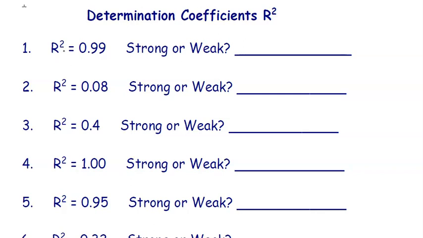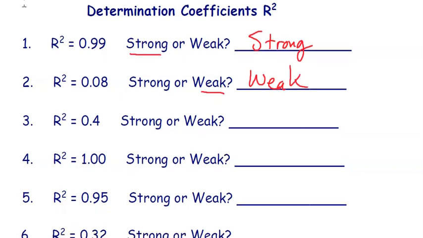So if we have a determination coefficient of 0.99, that is strong. The closer it is to 1, the stronger it is. The further away, the closer to 0, the weaker it is. So like this one, 0.08, that's weak. Do the rest of these on this page.